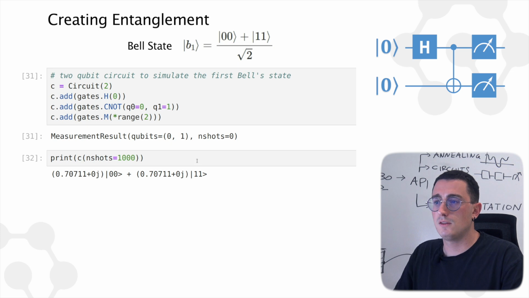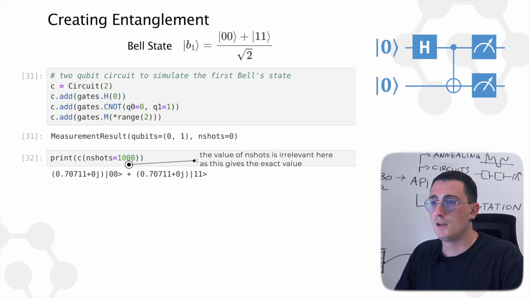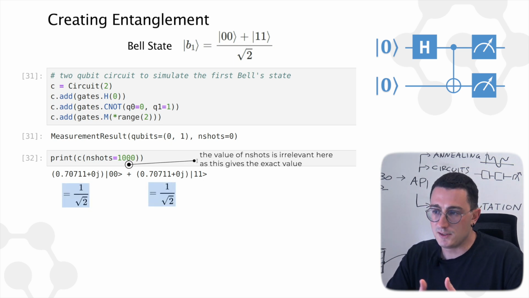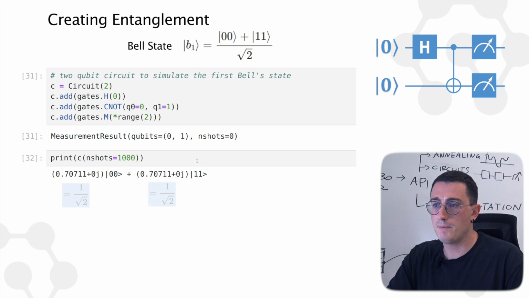And as you can see, the state is what we expected. It is a superposition between 0, 0 and 1, 1. This means that, and this is basically the power of the entanglement, we don't actually need to perform measurements on both of the qubits, because we just need to measure one of them and then we will automatically know the state of the other qubit. For example, if we get as measure on the qubit 0, 0, then we know that also the second qubit is in the state 0.